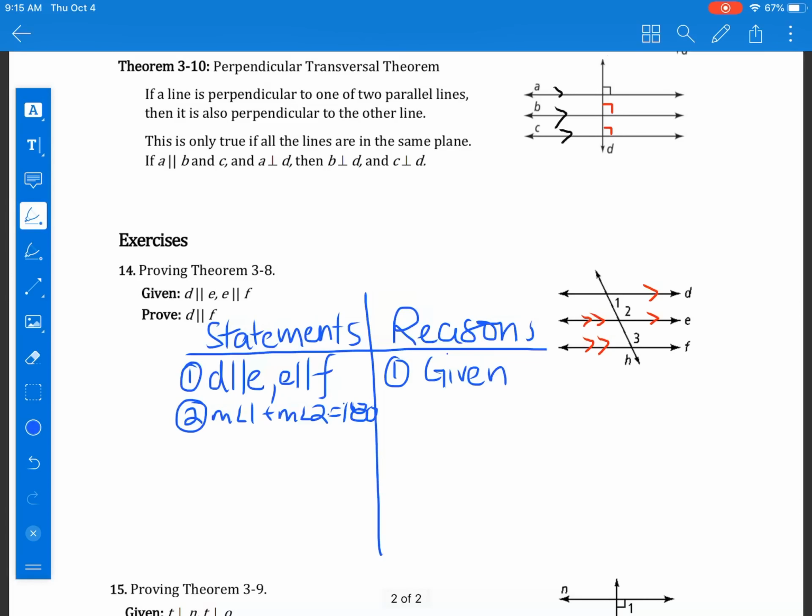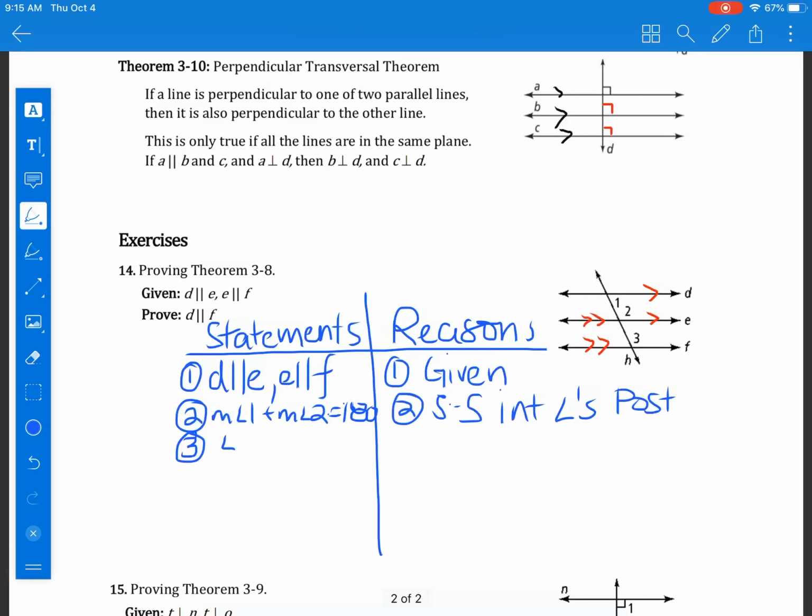Why I can say that is the same side interior angles postulate. Okay, angle 1 and angle 2, because lines D and E are parallel, they are same side interior. So we can say that they add up to 180 degrees.